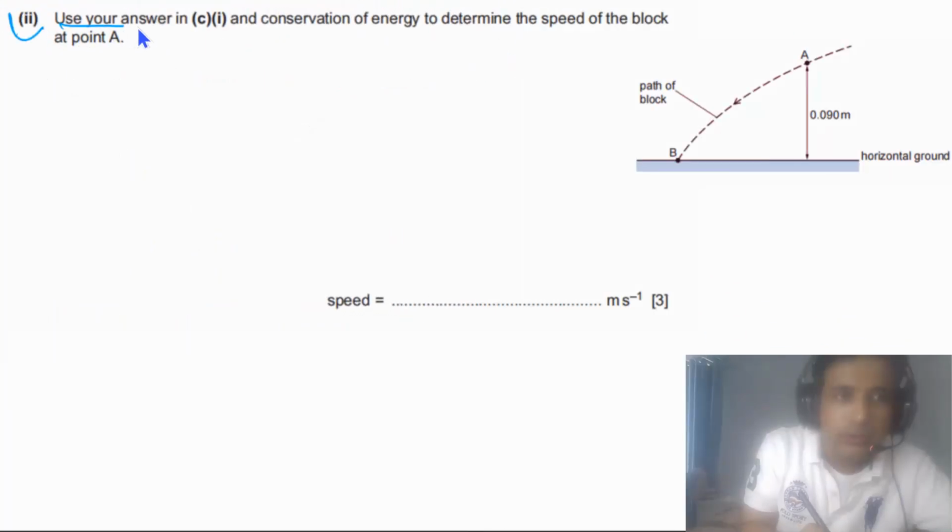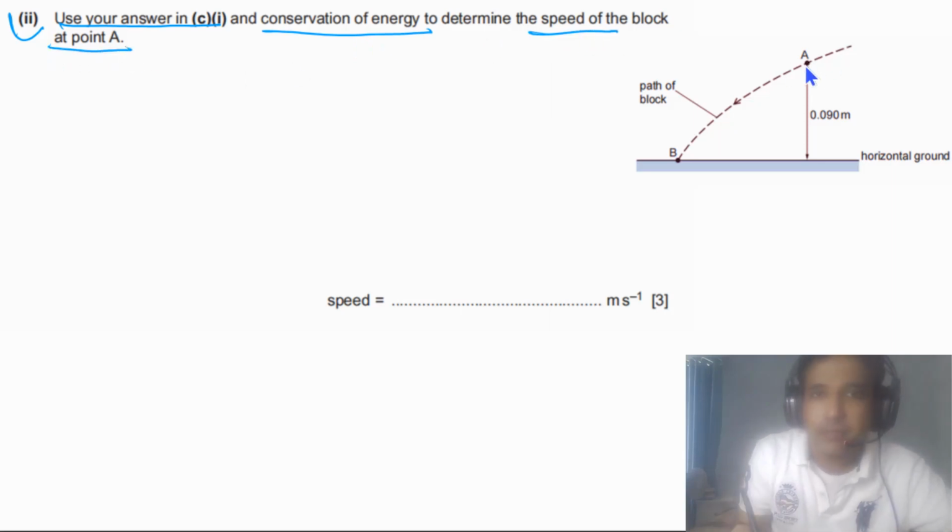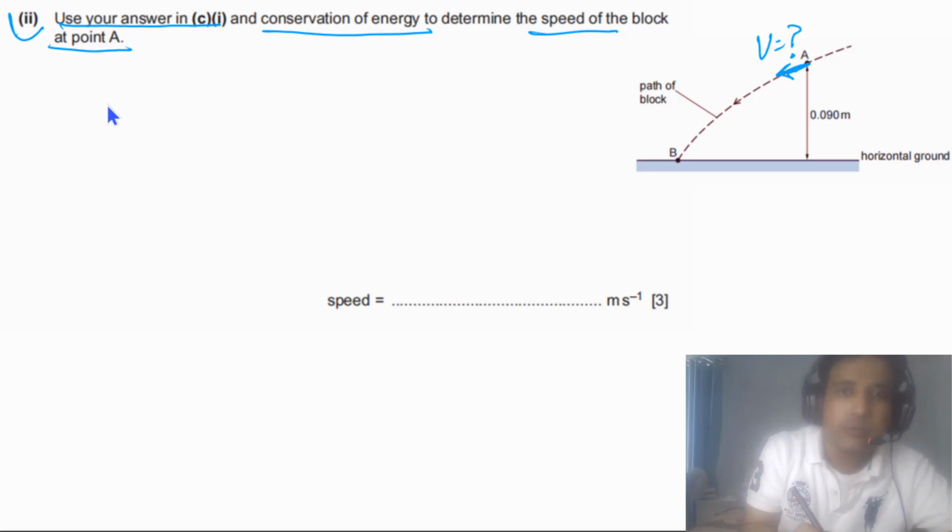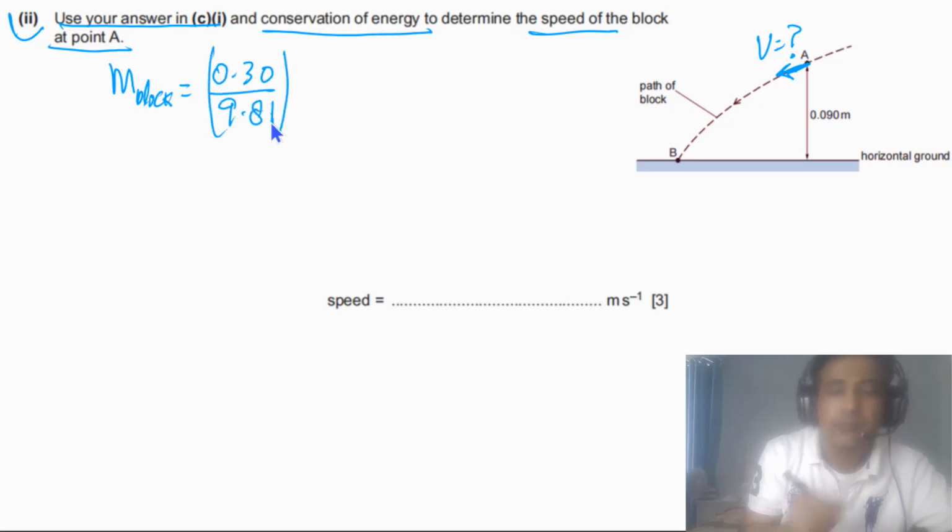Part 2 says use your answer in C1 and conservation of energy to determine the speed of the block at point A. It simply means that we need to find the speed of the block at this point. So simply we need to calculate the value of v. And for the block the weight of the block is given, so we can calculate the mass of the block. So we can say the mass of the block will be equal to the weight of the block divided by 9.81. So this is the mass of the block.